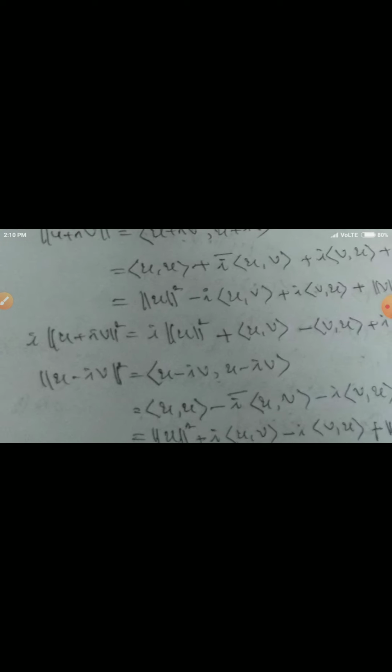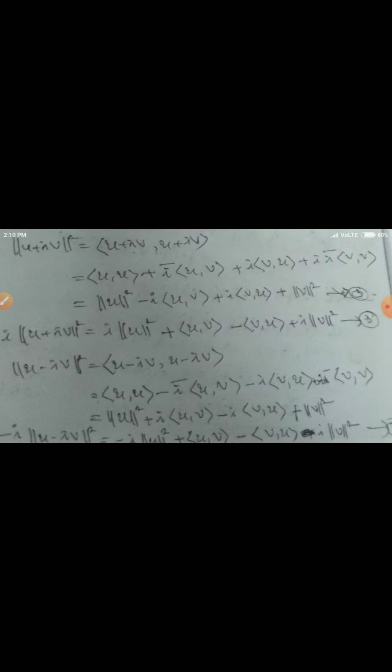Next, therefore, now i times norm of u plus iv whole square is nothing but i times norm u square plus i into minus i, that means plus 1, uv. Next, i into i square, minus 1, times inner product vu plus i into norm v square.